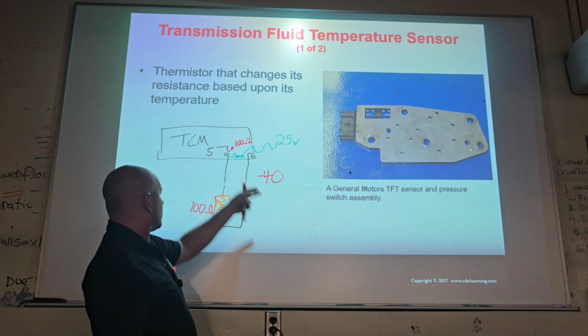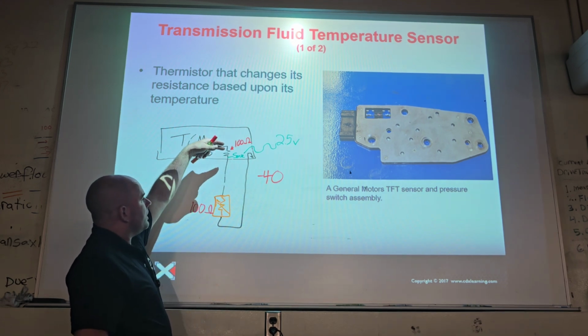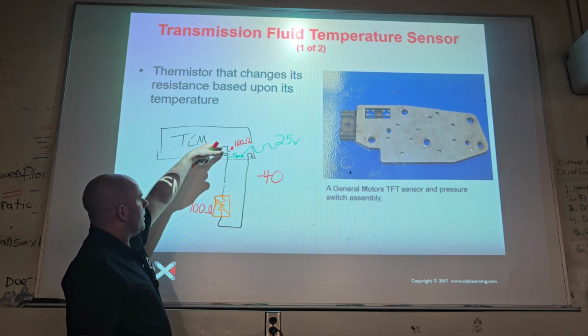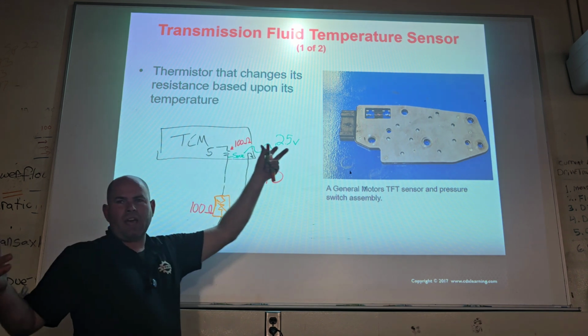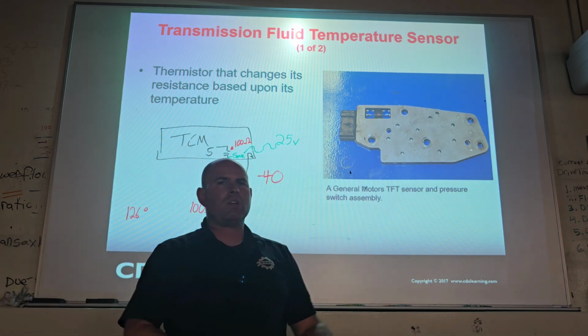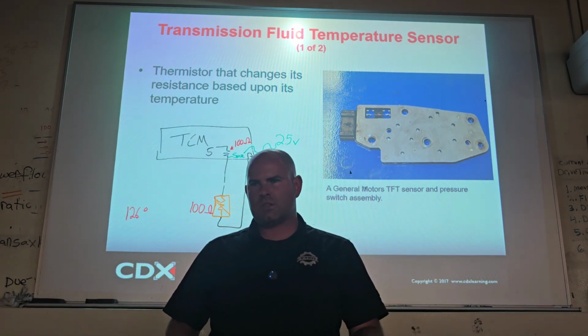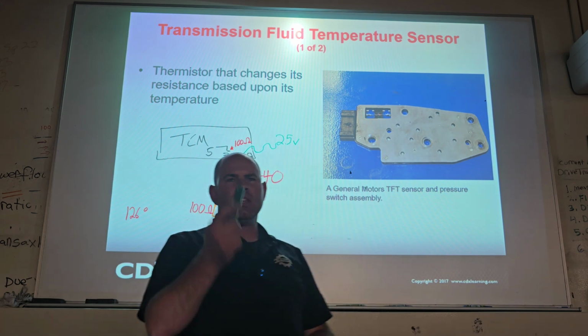It's a voltage divider circuit. It sends 5 volts through a 100 ohm resistor, and it measures what the voltage is after. It'll give you the same result as measuring resistance. Follow what I'm saying? All right, now let's switch it up.